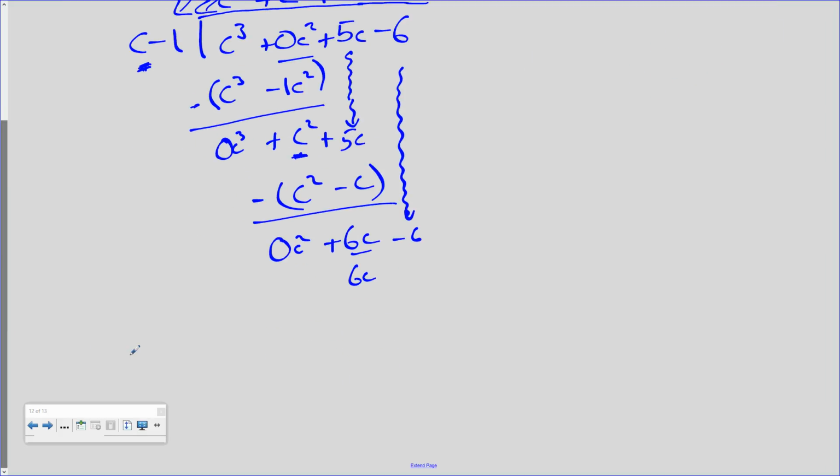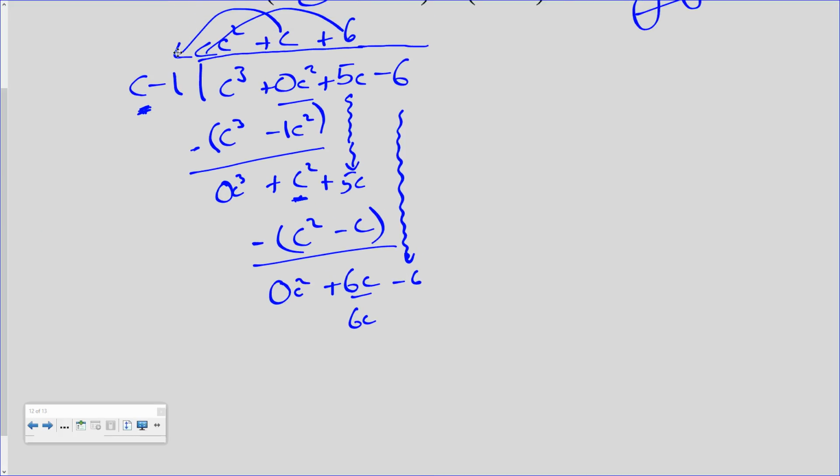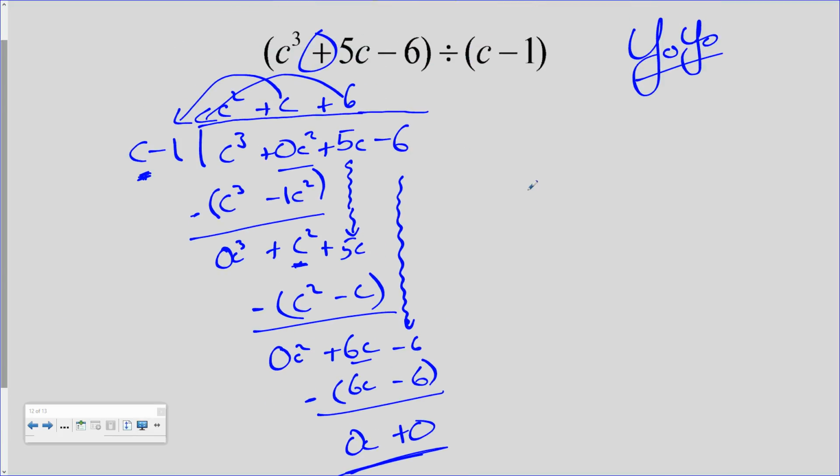We're multiplying by 6. So 6 times negative 1 is a negative 6. So I go to subtract this. 6c minus 6c is 0c. Negative 6 minus negative 6 is negative 6 plus 6, also 0. So we don't have a remainder. So our quotient, this is the answer, what we're looking for here.